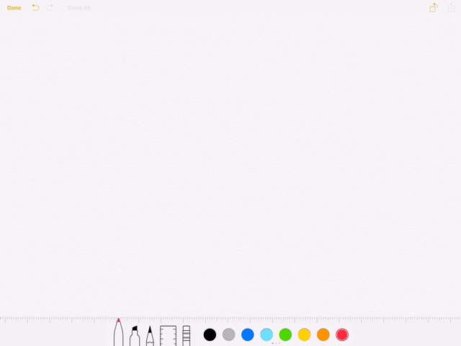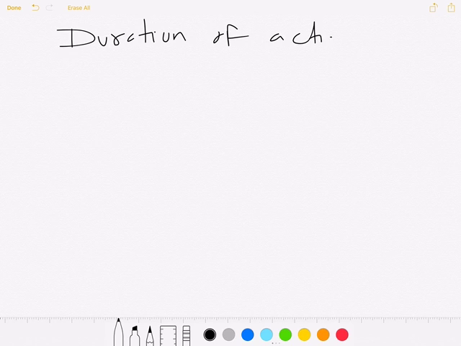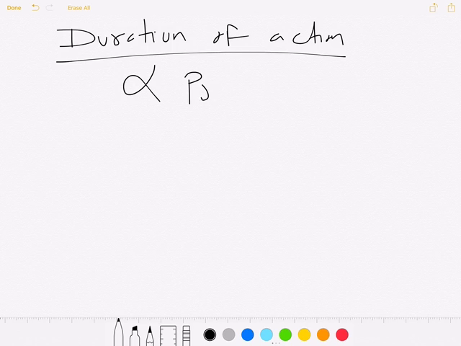Now, the first property is what they call potency, as we discussed. So the second property is duration of action. How long does the anesthetic last? Now, it's protein binding. Duration of action is directly proportional to protein binding.